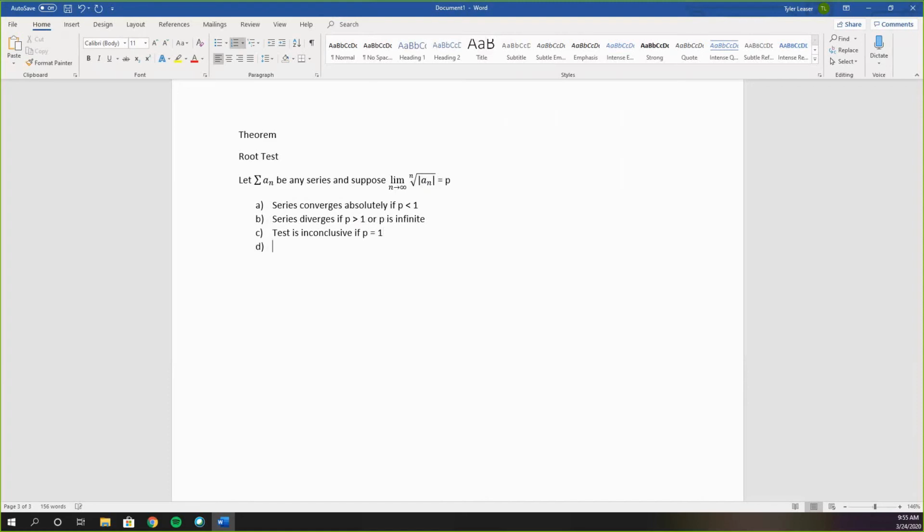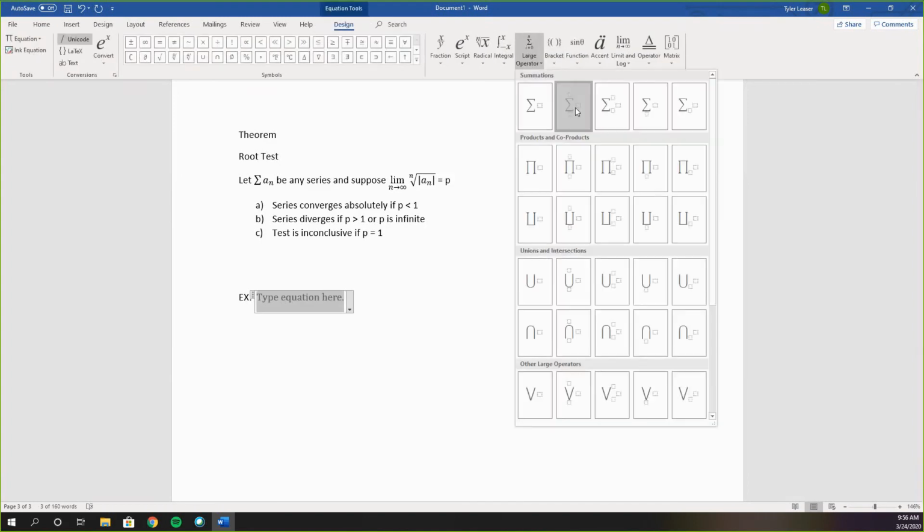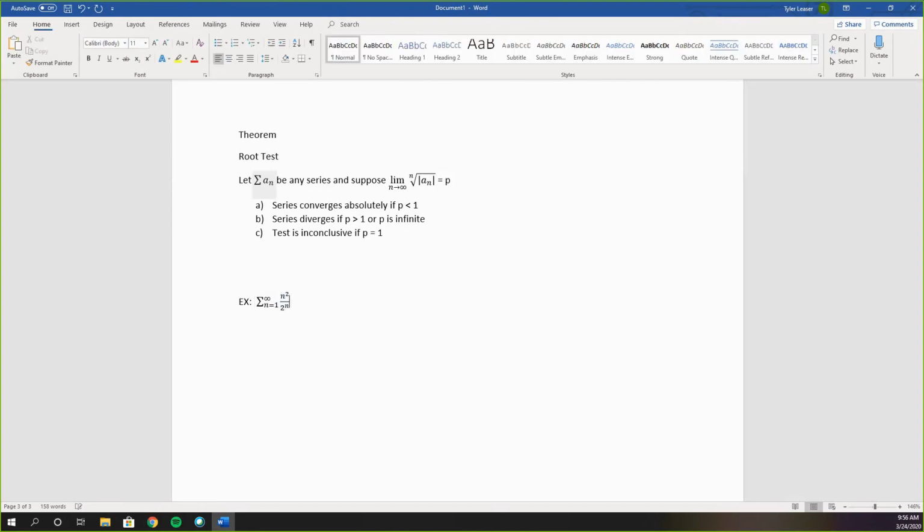Okay, so we're just going to jump straight into some examples for this one. Let's look at this example. This should also kind of show you when to use the root test and when to use the ratio test. So our first example, we're looking at the series as n goes from 1 to infinity of n squared divided by 2 to the n. And we want to know, does this converge?